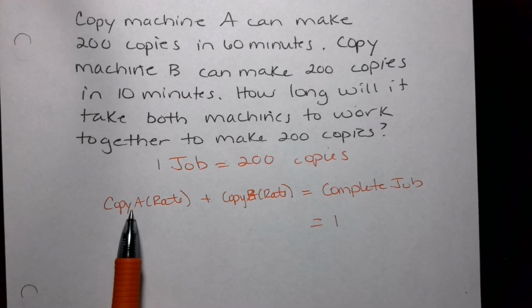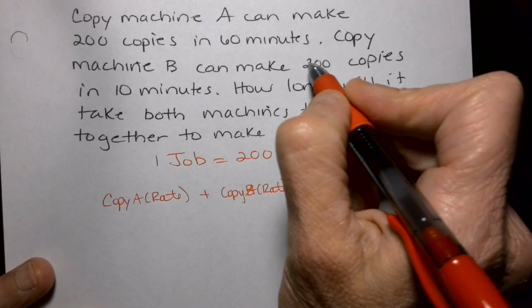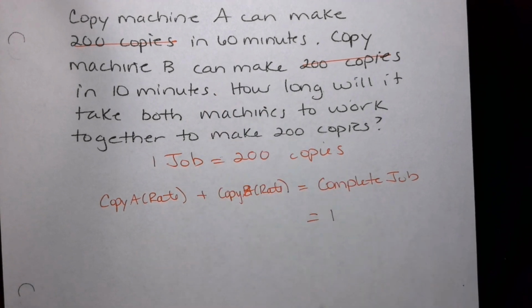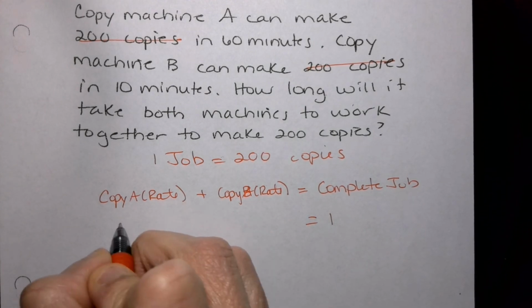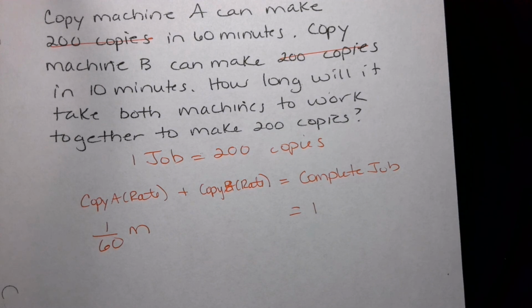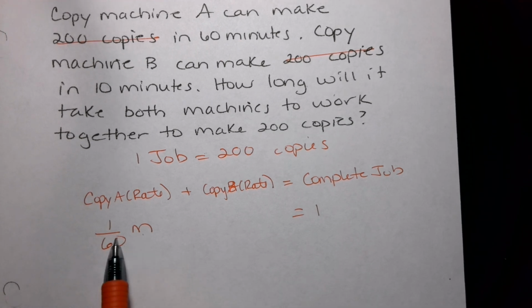So let's look at the rates for a minute. The 200 really isn't relevant right now. We're looking at the minutes. This one can complete the job in 60 minutes. And the other one can complete it in 10 minutes. So how much of the job is done in 1 minute for this one? 1/60th of the job is done times however many minutes. Okay, so that's per minute, 1/60th per minute. So we're getting a rate there.